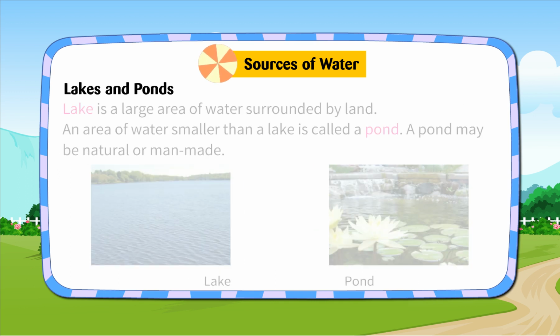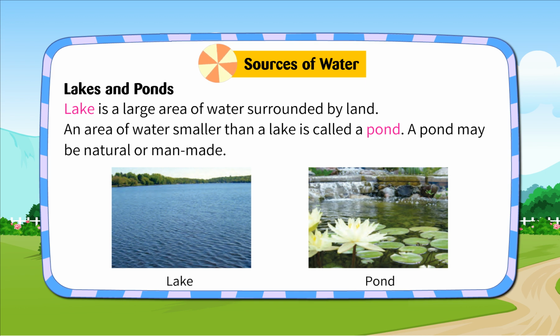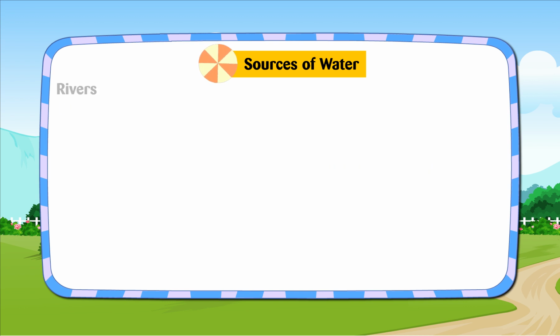Lakes and ponds. A lake is a large area of water surrounded by land. An area of water smaller than a lake is called a pond. A pond may be natural or man-made.